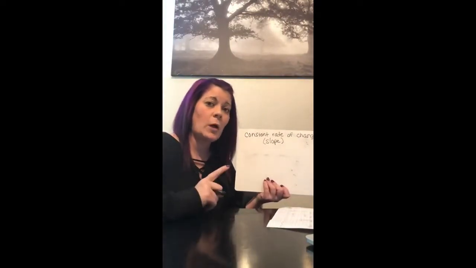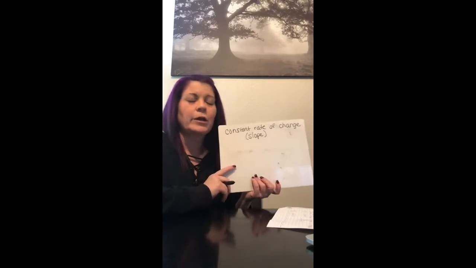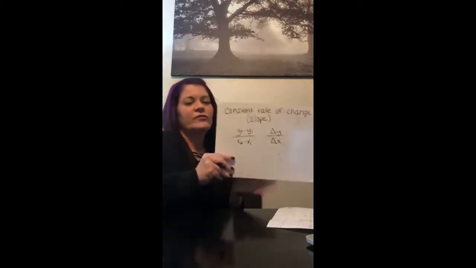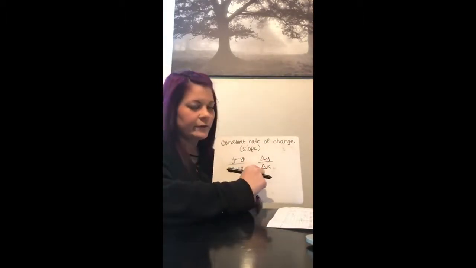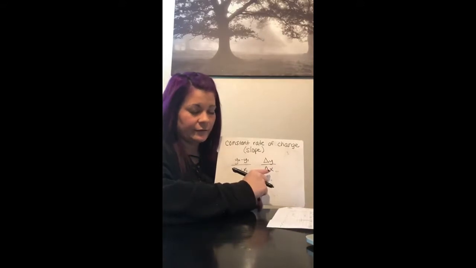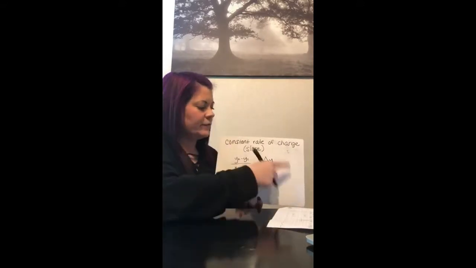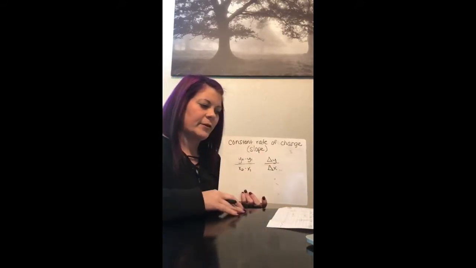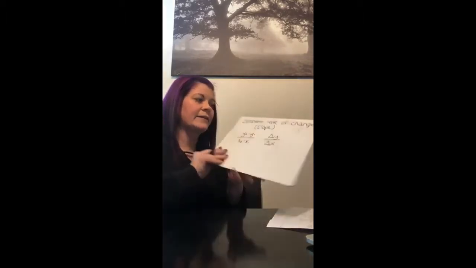And we can figure this out. We can figure out the slope by doing the change in y's over the change in x's. Your teacher might teach you the slope formula of y2 minus y1 over x2 minus x1, but I like to just write it as delta y over delta x, which just means the change in y's over the change in x's, okay? This one's a little easier to remember for me. So a change in y's over the change in x's.